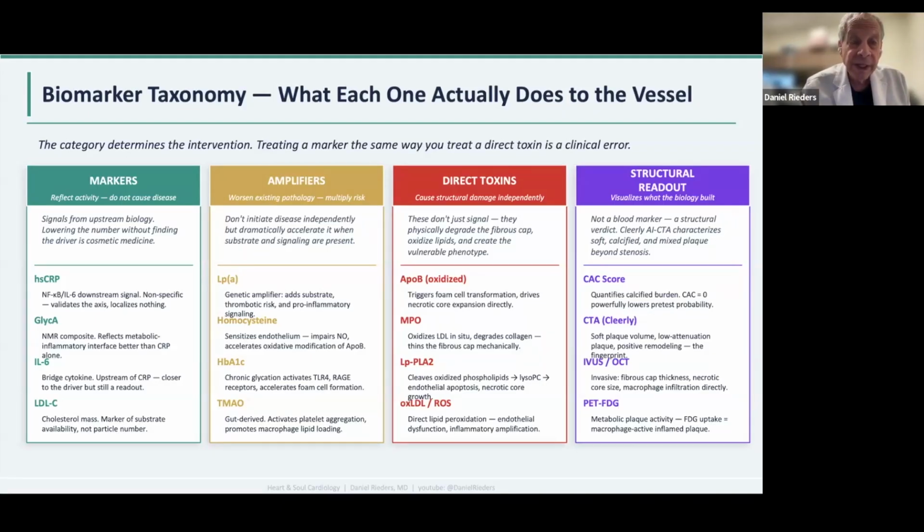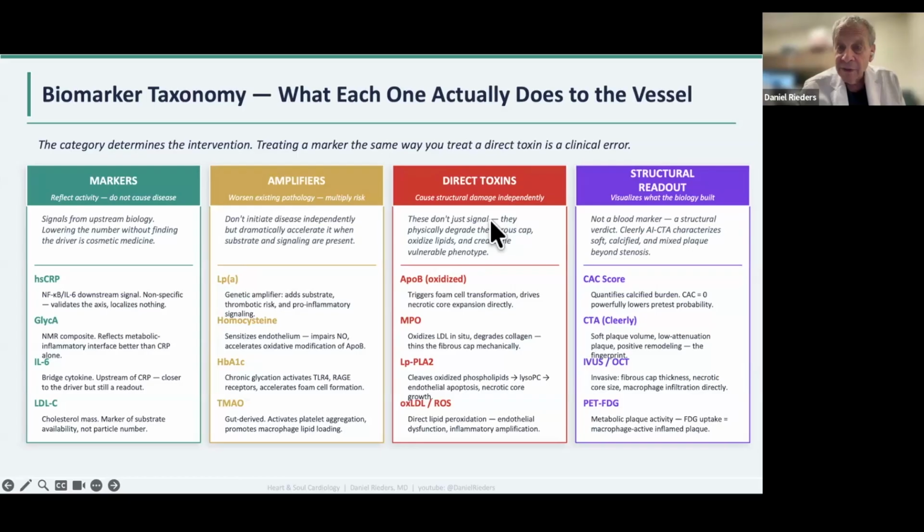So, what exactly are these telling us? Going back to the markers, we have the markers, the HSCRP, the GlycA, the IL-6, the LDL-C, and then we're looking at amplifiers of disease. And this would be the lipoprotein A, which belongs in all of these categories, homocysteine, hemoglobin A1C, TMAO. So we want these to be, this turns down the flame and the fire and stops the fuel of the fire.